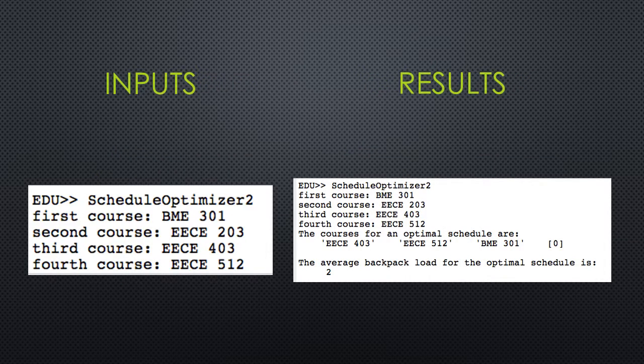Here are some screenshots of how the courses are input and how the results are displayed. The example shown here is for a 3-class schedule where 4 potential courses were input by the user. The program outputs the 3 classes for the optimal schedule. To the right in brackets is the total amount of time for a given week that would be considered downtime between classes. This example shows that there is no extra time between these 3 courses. The average backpack load is also given. In this case, it is a medium load.